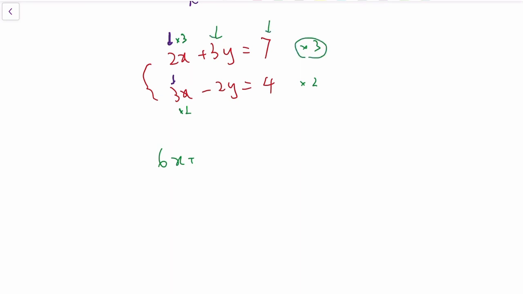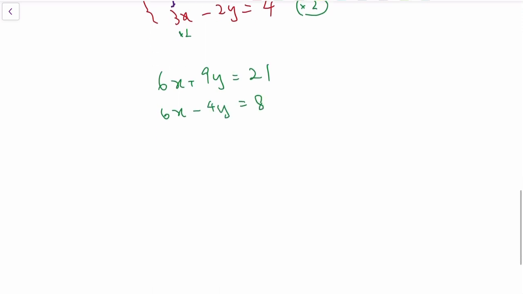So the first equation we are multiplying by 3. So multiply this by 3, we get 9y. 7 times 3 is 21. And then for the second equation, we'll multiply by 2. So 6x minus 4y equal to 8. Now the coefficients of x are the same. Both of them are positive, so we will minus this time. So 6x minus 6x is 0. 9y minus negative 4y. 21 minus 8.